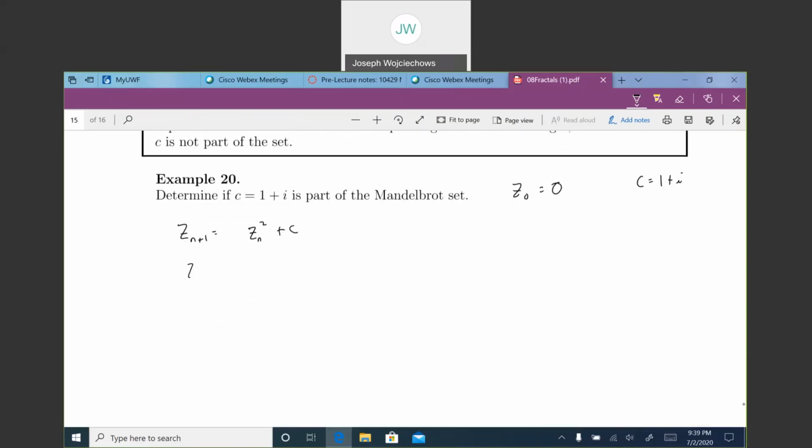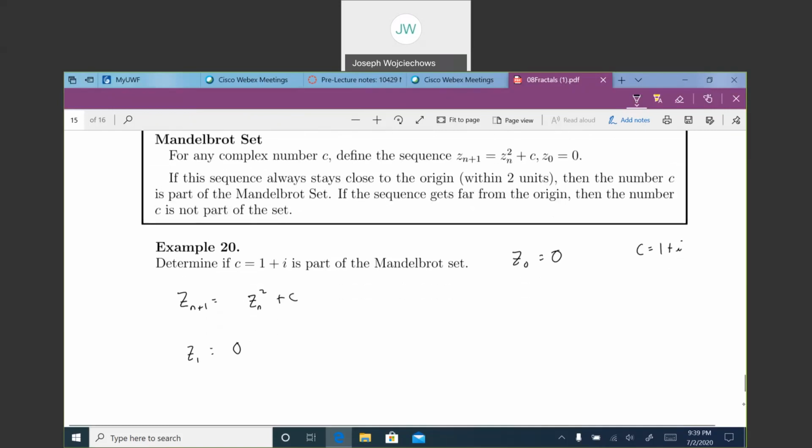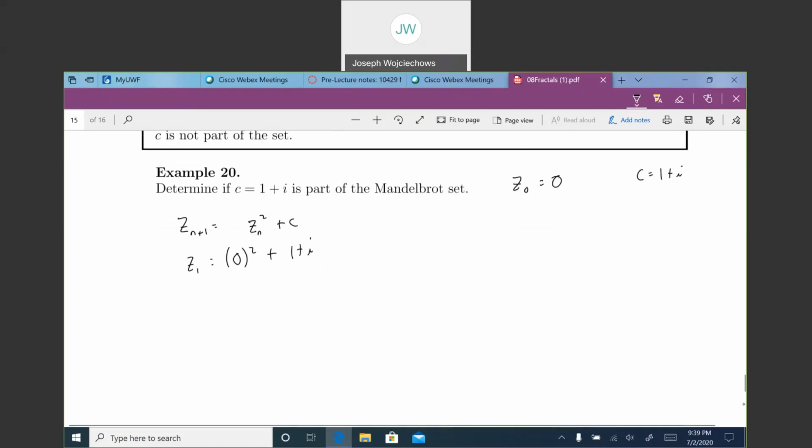So looking at Z sub 1, it is equal to Z sub 0, which is 0, squared plus C, which is essentially 1 plus i. Z sub 1 is equal to 1 plus i. And both of those have a coefficient of 1, so they're away from the origin. So far, so good.